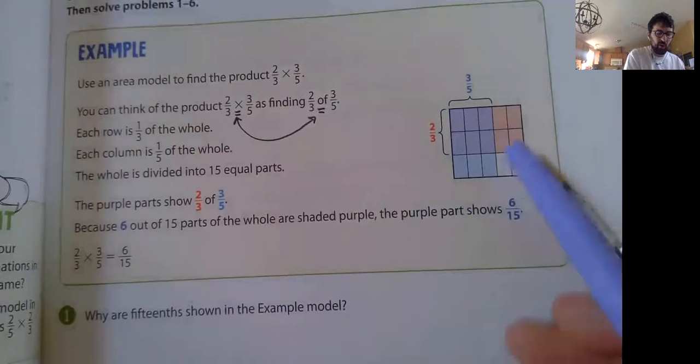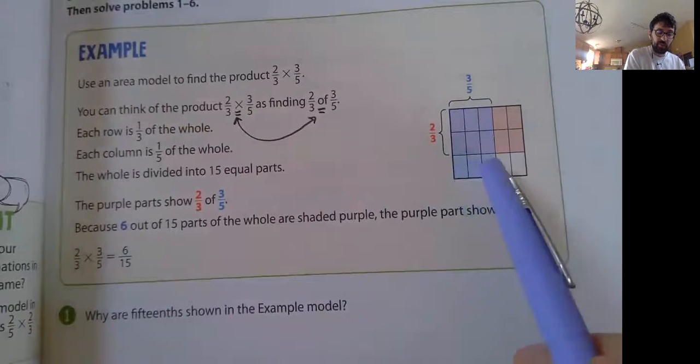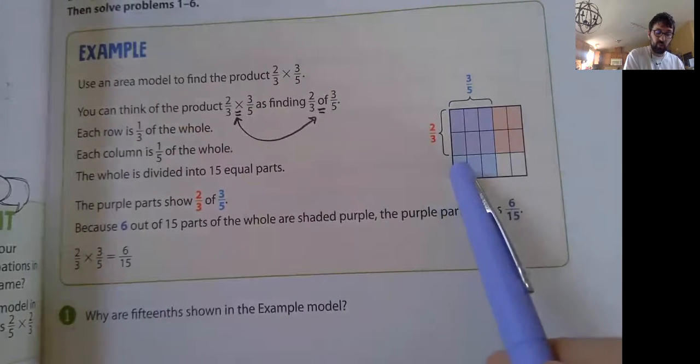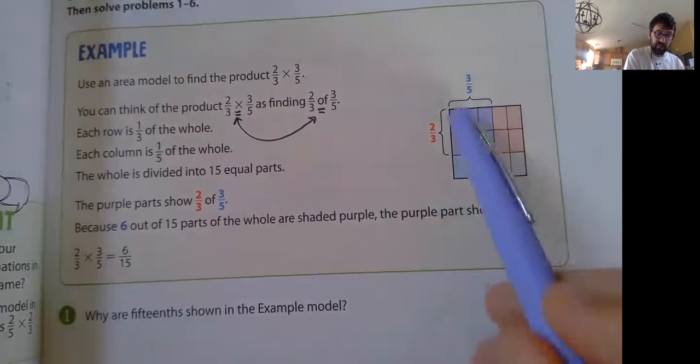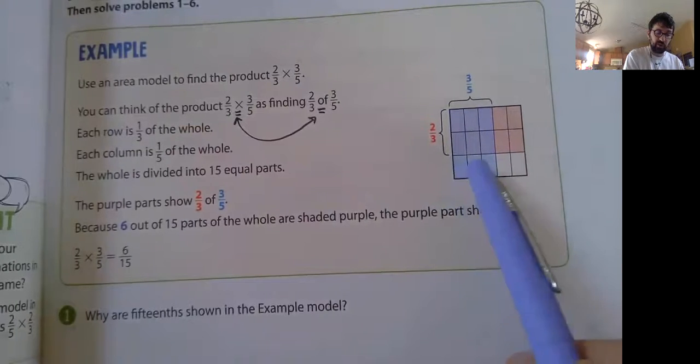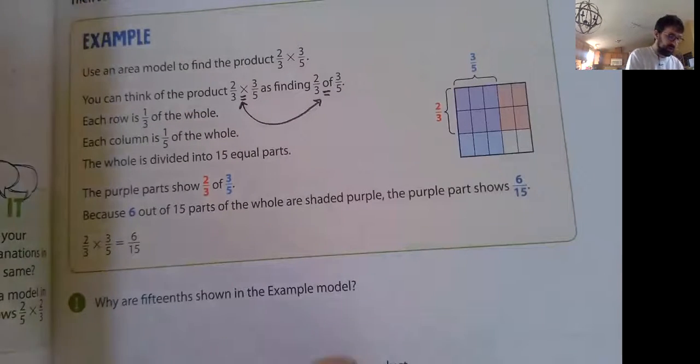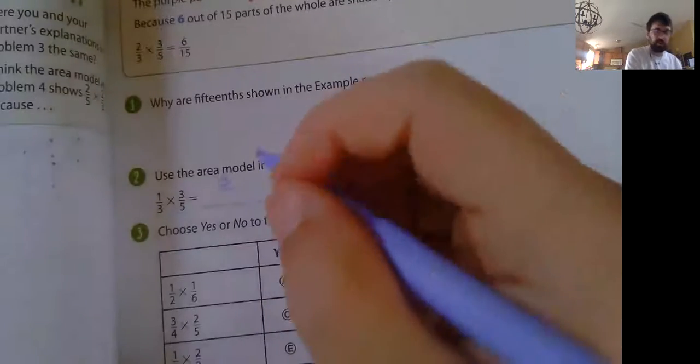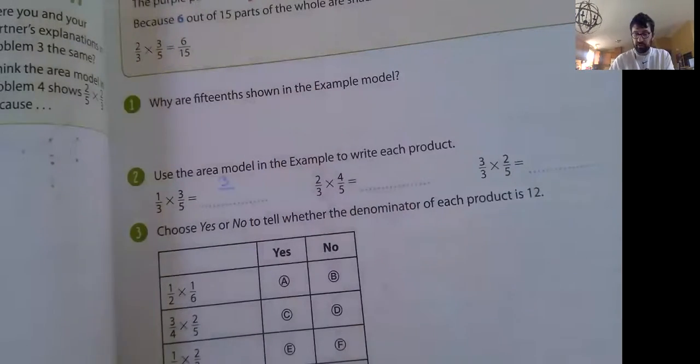Or, you know what? We can just look at it this way. How about these blue ones down here? We can say that is 1/3 of the 3/5, right? So there's 1, 2, 3 parts. So it would be 3. And how many total parts are there? There's 15. I'm going to use a darker color so it's easier for you to see.